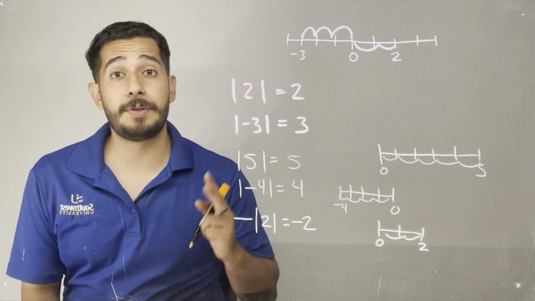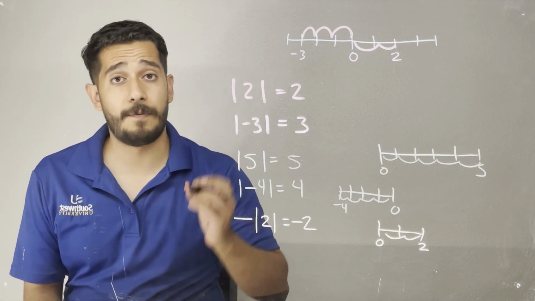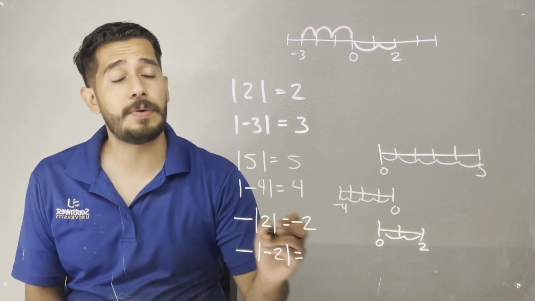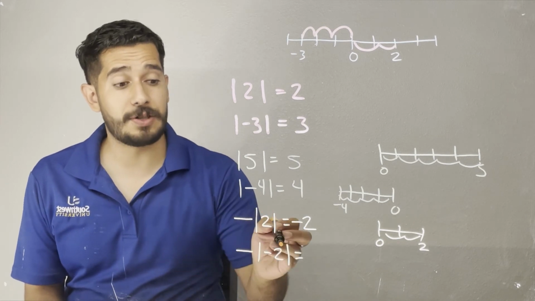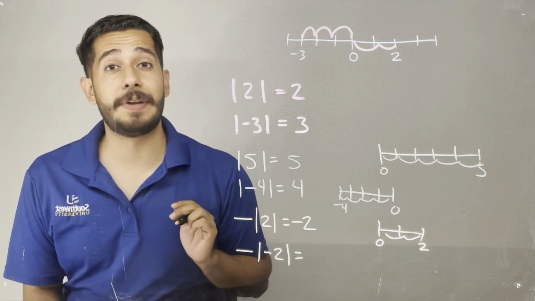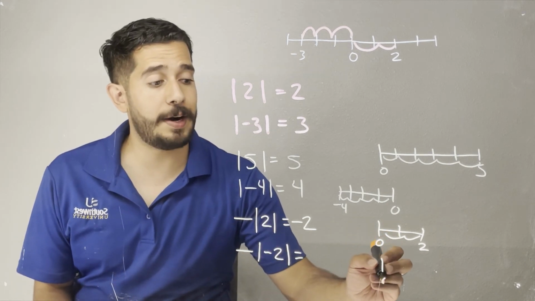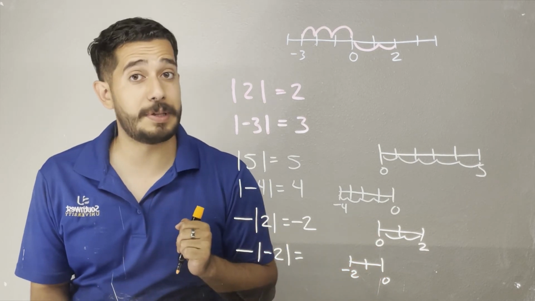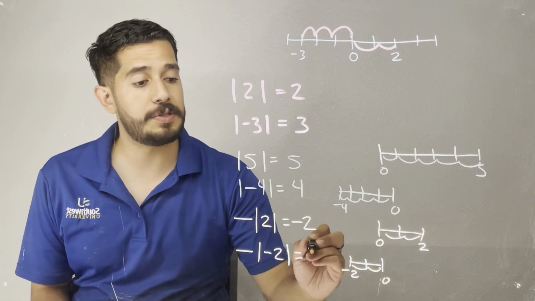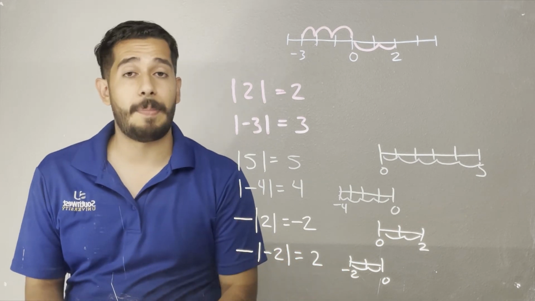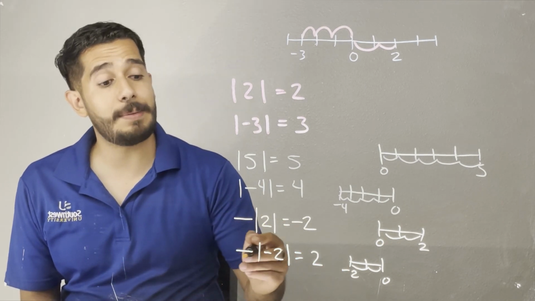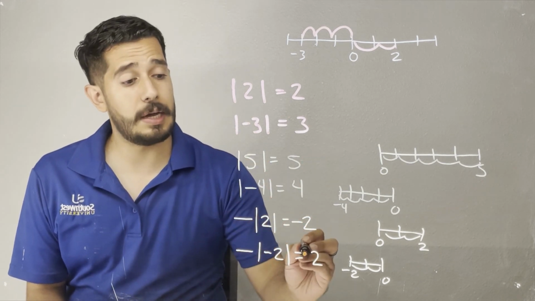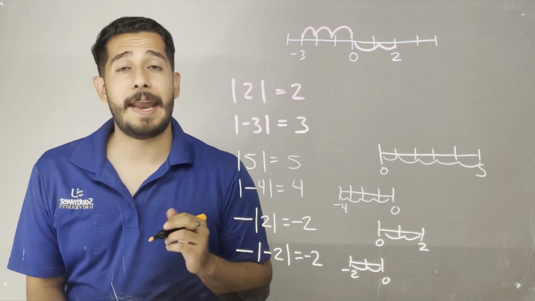What's going to happen when we have two negative signs right next to each other? For example, if we have the negative of the absolute value of -2, what will be the result? Let's evaluate the absolute value of -2 first, which is how far -2 is from zero. Remember, we're not dealing with signs right now. It's 1, 2. It's 2 units apart from zero, and we also have a negative sign outside the absolute value bars, which means we have to give it to the result. The result is going to be -2.